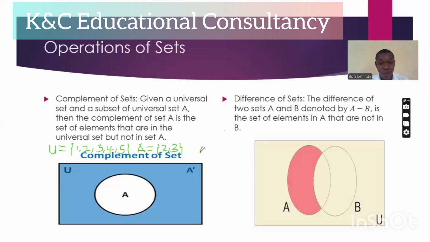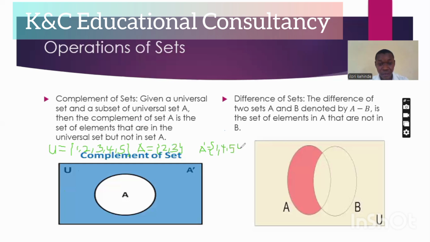So that means your A complement will definitely give you what? A set of, let's check it now. There is 2 here, so remove 2, and 1 remains. You remove 2 and 3, you remain with 4 and 5.